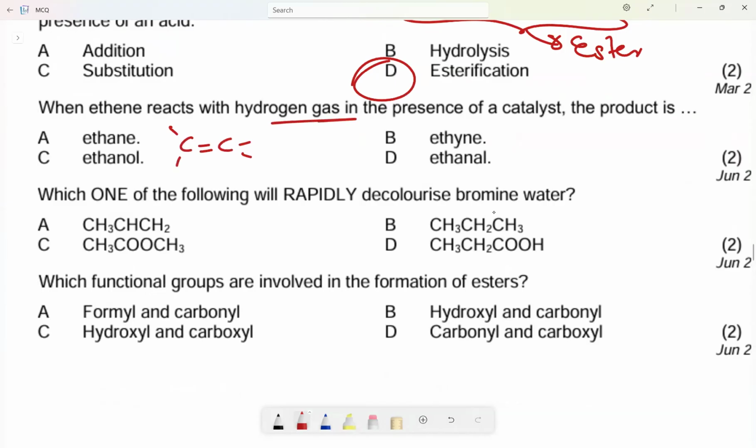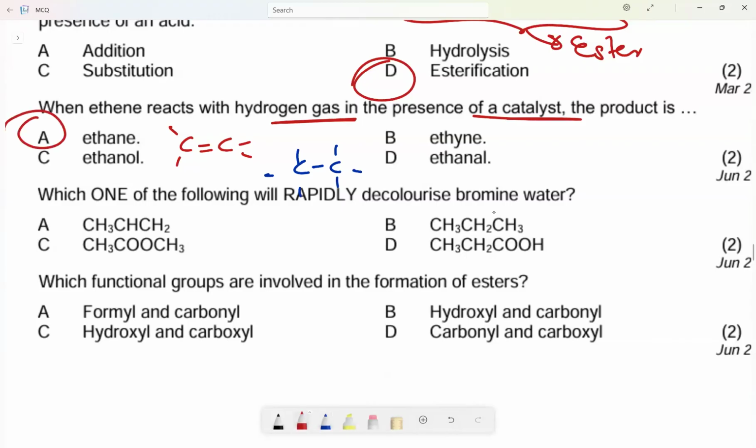Ethene reacts with hydrogen gas in the presence of catalyst Pt. It's a Pt hydrogenation. What will happen is that now we are going to form a single bond between the carbons. Can you see? So it's going to form us what? Ethane.